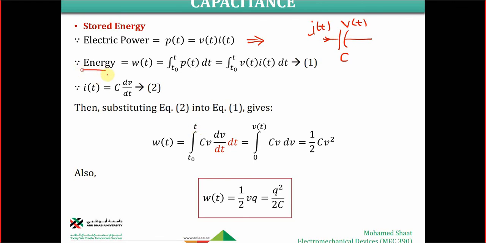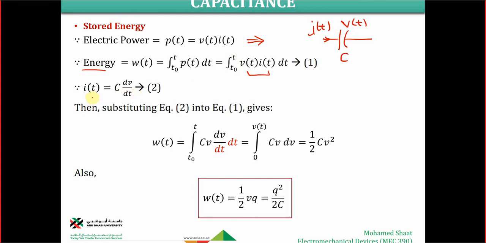How about the energy? As we defined the energy in chapter 1, it should be the integration of the power over time from T0 to T. So if we replace the power with V i dt and do the integration, this should give us the energy. Make sense? Can we represent this energy in terms of the capacitance C? Yes. The energy is the integration from T0 to T of V i dt.